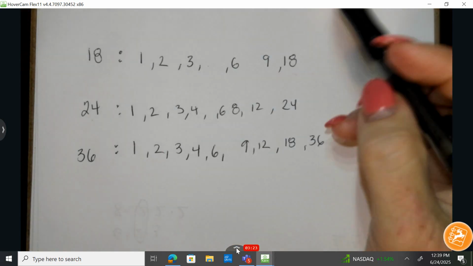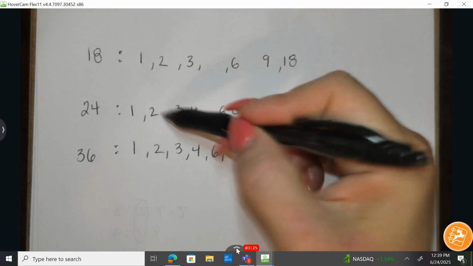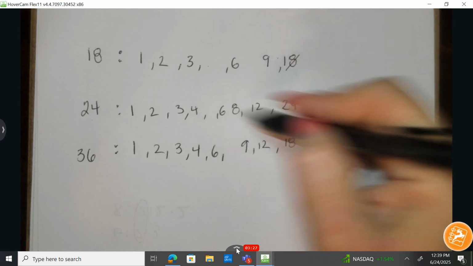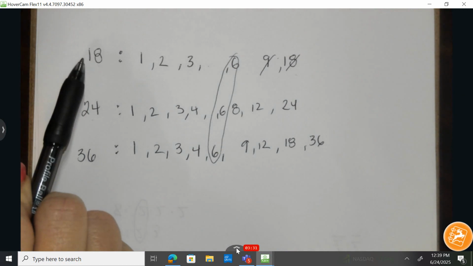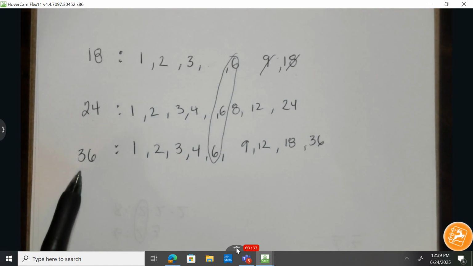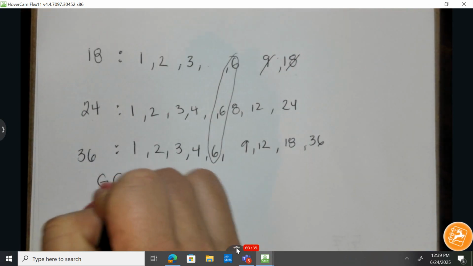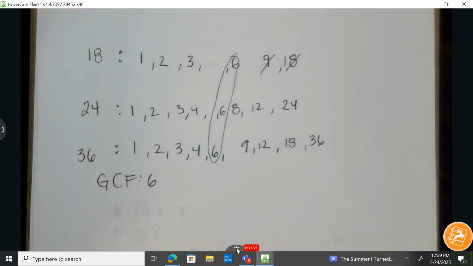Now I'm looking at the list, and I'm starting at the very back here. So 18 is not in all of these lists, 9 is not in all of these lists, but 6 is. So the GCF of 18, 24, and 36 is 6.